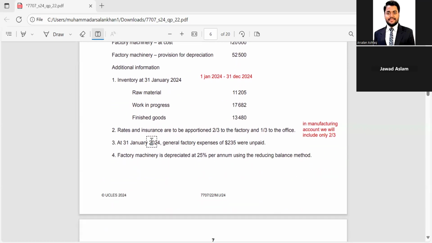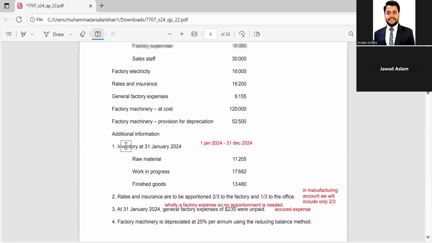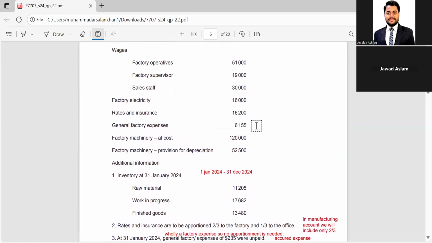Then general expenses 2/3 were unpaid, so it means that 2/3 are unpaid, so it is an accrued expense. Accrued expense of what? Accrued expense of general factory expense. So general factory expense is wholly related to factory. So it is wholly a factory expense, so no apportionment is needed. This whole expense will go in manufacturing account. 235 is accrued, so general factory expenses 6.55, we will include 235 here.